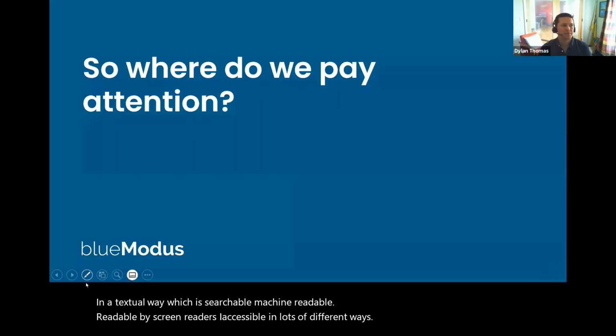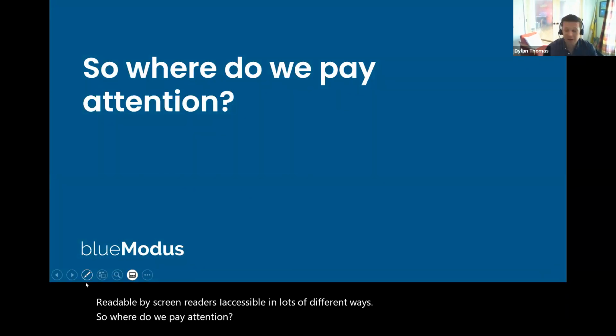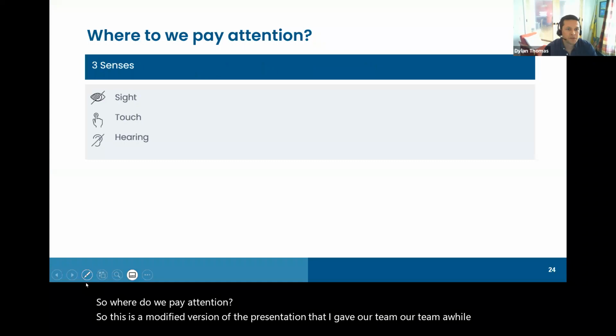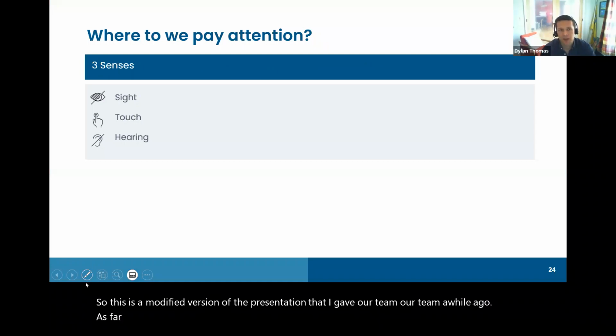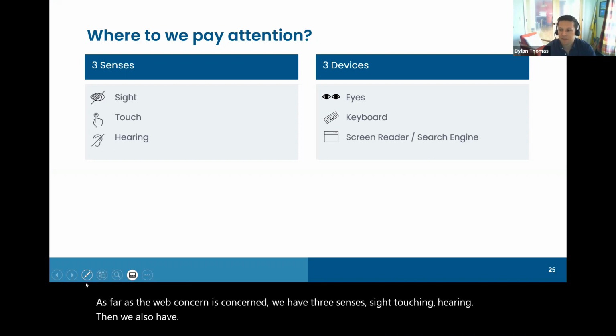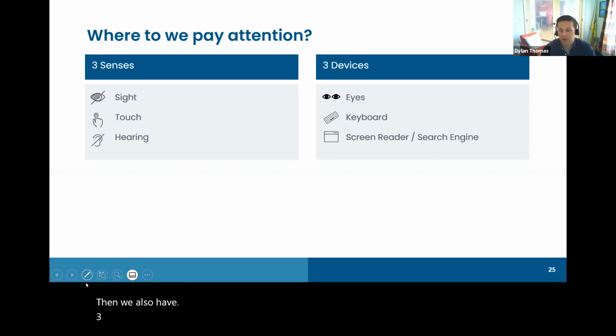So where do we pay attention? This is a modified version of the presentation that I gave our team a while ago. As far as the web is concerned, we have 3 senses: sight, touch, and hearing. Then we also have 3 devices. We have our eyes for seeing, we have our keyboards for touch, and we have search engines and screen readers for hearing.